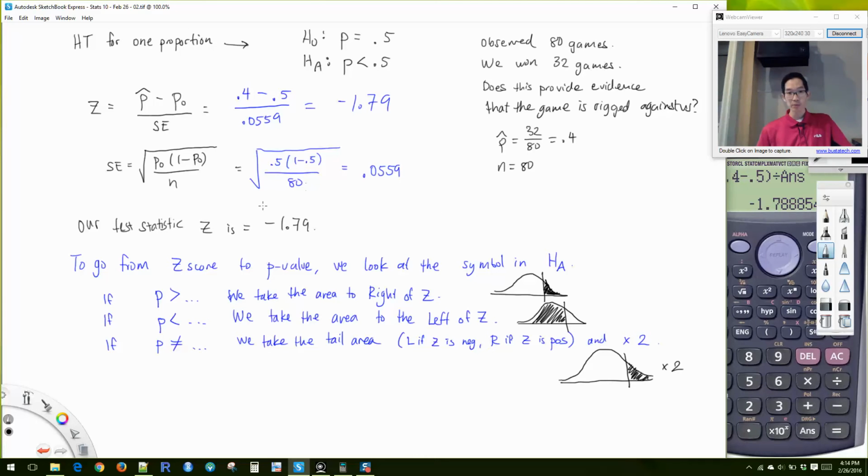Okay, so what would the p-value be associated with negative 1.79, keeping in mind that my alternative hypothesis says less than 0.5? We would use the area to the left of negative 1.79. Okay, so our p-value is the area to the left of z equal to negative 1.79.